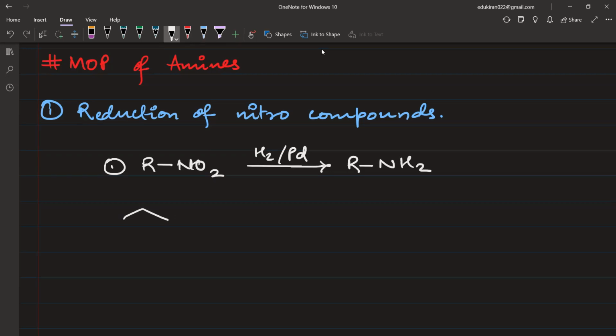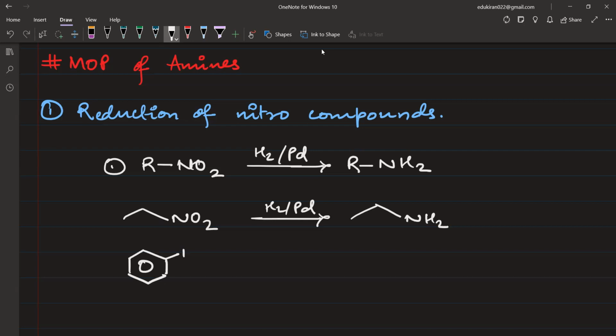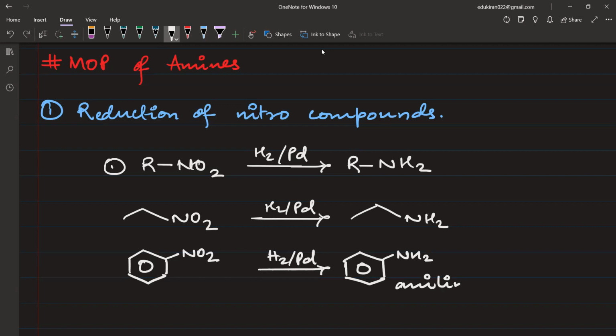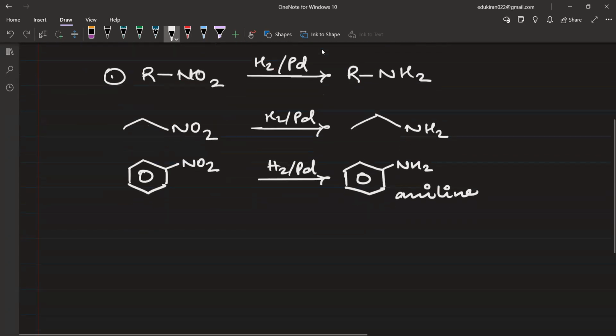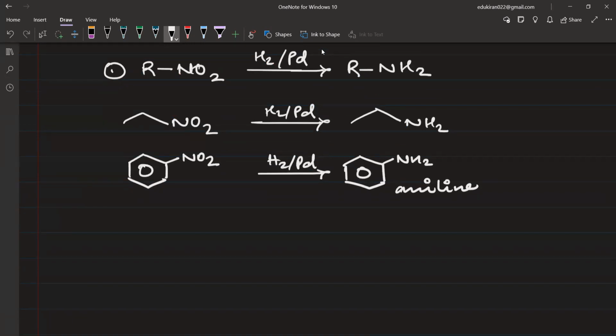So for example, if you have NO2, H2/Pd, you will get NH2. Similarly, it can also be used to reduce nitrobenzene to get aniline. This is aniline.